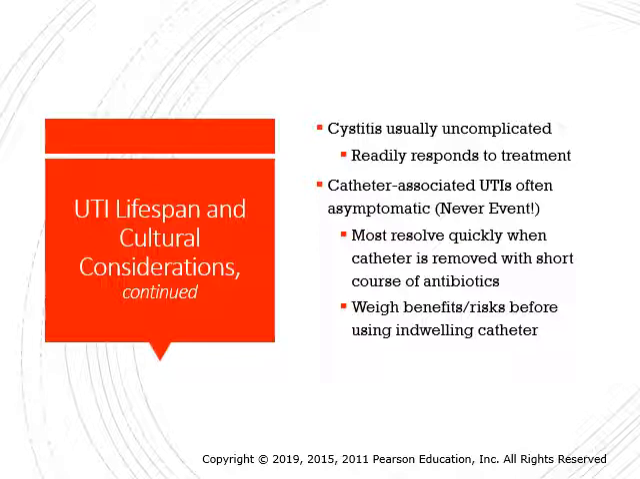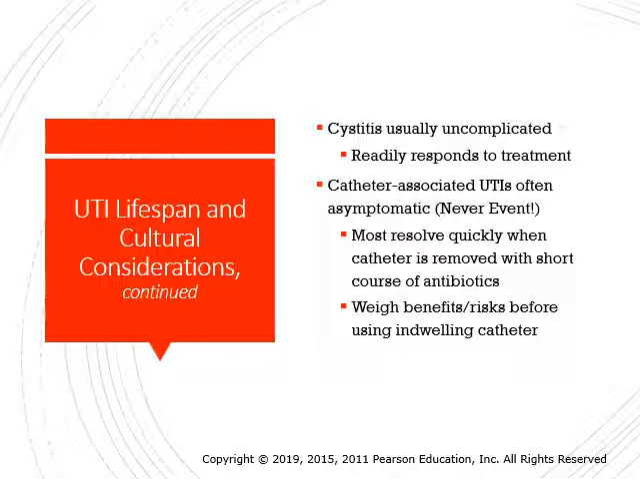So we should be performing regular and effective catheter care and perineal care. We should be taking the indwelling Foley catheters out as soon as possible. Those types of things will help prevent development of urinary tract infection. Most catheter-associated urinary tract infections resolve quickly when the catheter is removed, with a short course of antibiotics.